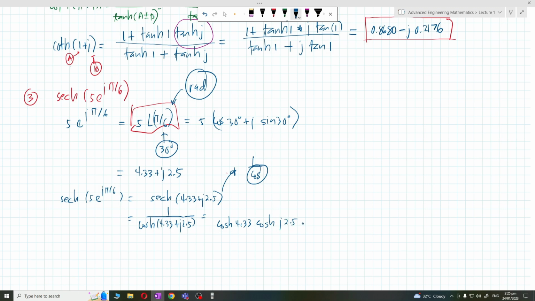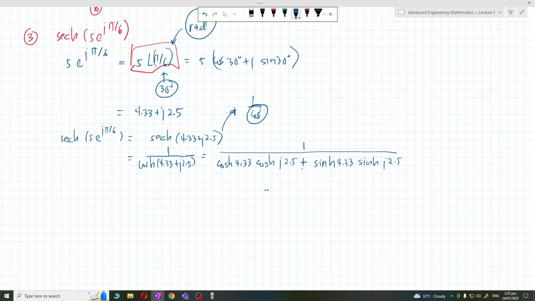Pag plus din guys, pag hyperbolic, plus, sine hyperbolic of 4.33, then the sine hyperbolic of j 2.5. Alright. Next is yung merong mga complex number na inside the function. So what are those?